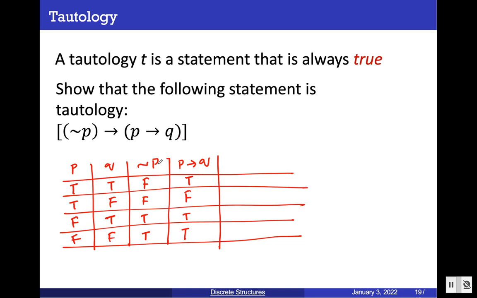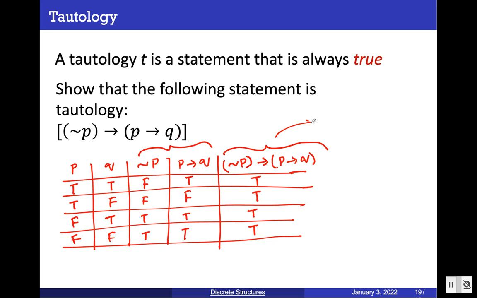Actually, let's find out not p implies q. So for these two, we are going to find out not p implies q. Okay, so let's see. True, true, true, this is true, true, true, true, and for every other case not p is false, that means it is going to be true. So you can see that for all combinations of p and q, this statement is always true. All right, so that means this statement is a tautology.